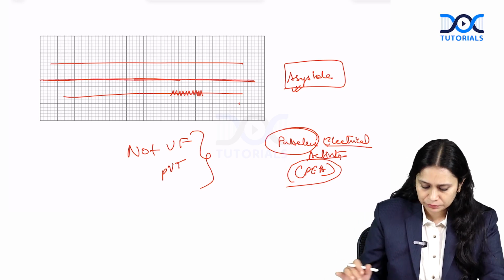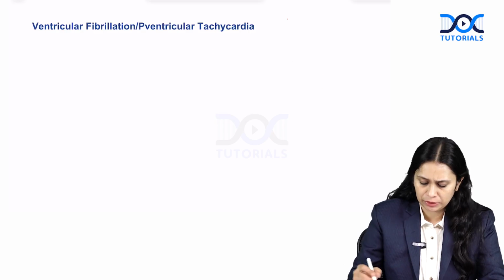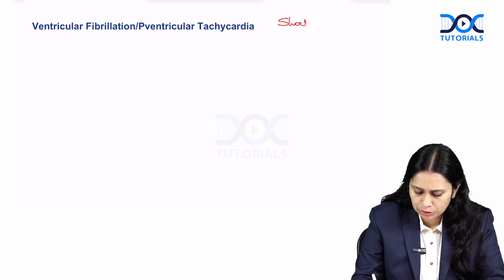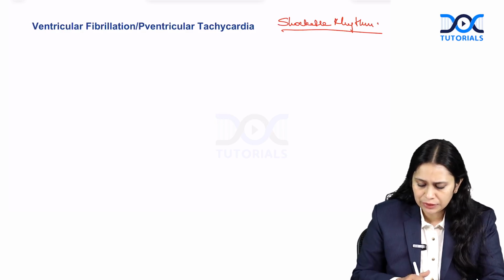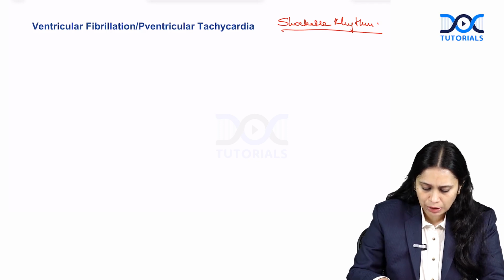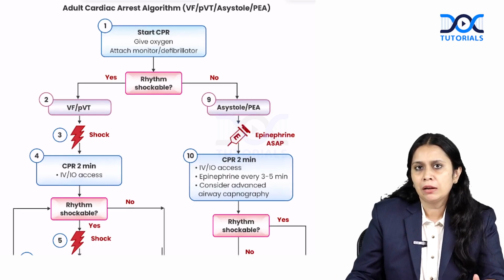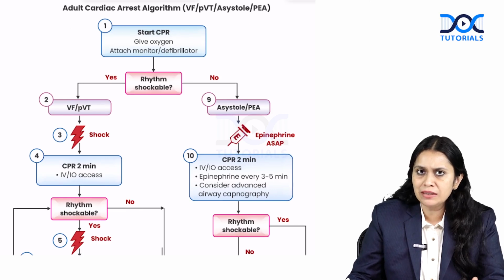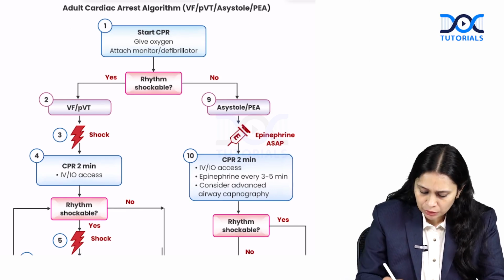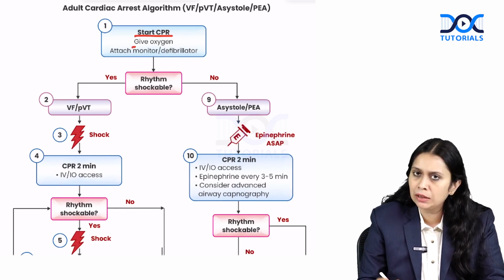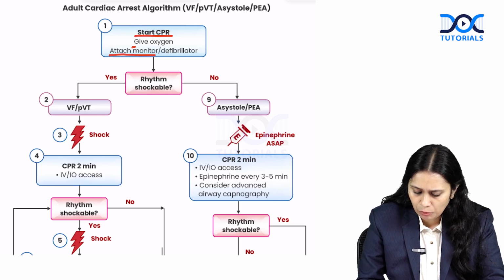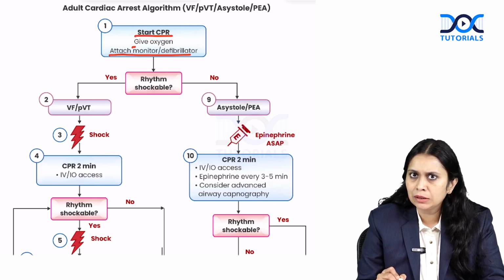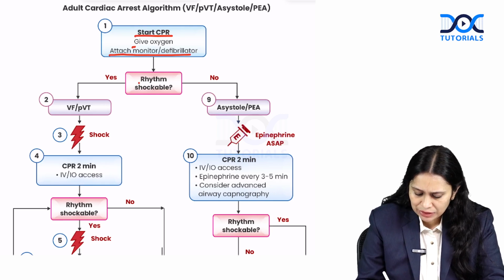Now, management of shockable rhythm. These two are shockable rhythms. How do we manage these two rhythms of cardiac arrest? If you see this flow chart, I'll show you. This is the adult ACLS flow chart, the Advanced Cardiac Life Support management flow chart. We have started the CPR of the patient, the BLS has been started. We attach the monitor to the patient, that is, the ECG electrodes are attached, and we see the rhythm.